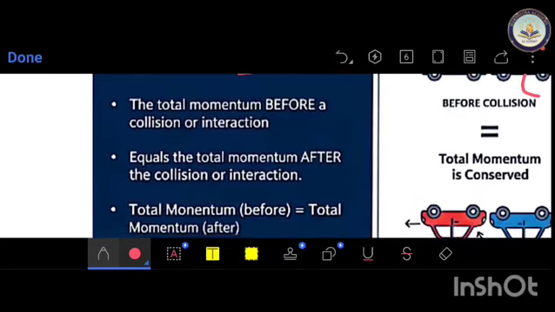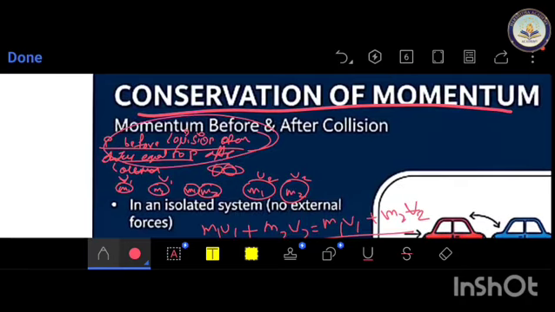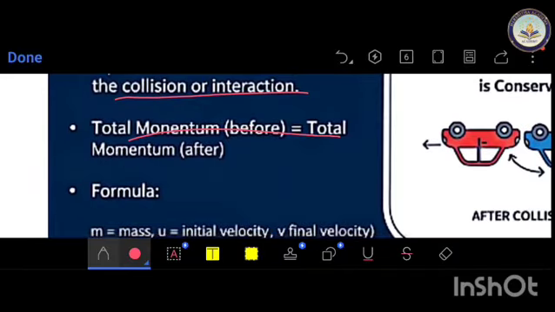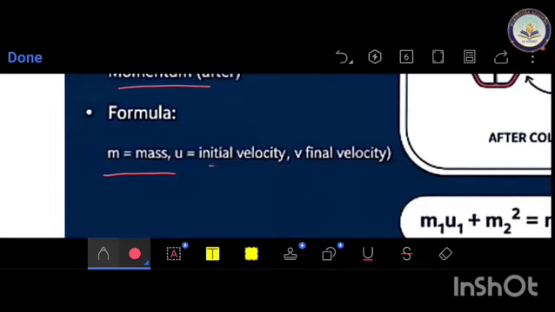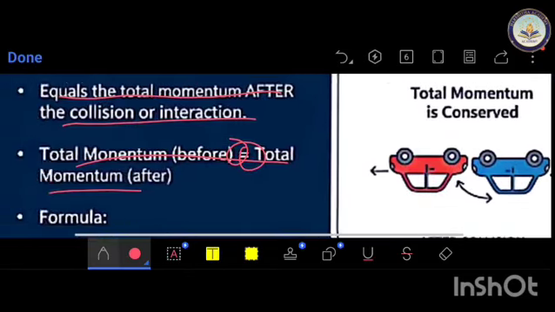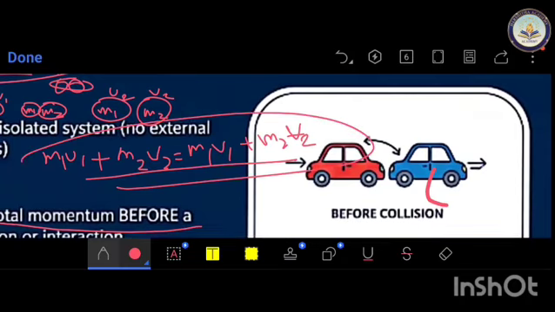Okay, next: the total momentum before collision or interaction equals the total momentum after collision or interaction. Total momentum before equals total momentum after, the formula equals initial. The formula is given, guys. You can use this equation, which is very simple and easy to write.